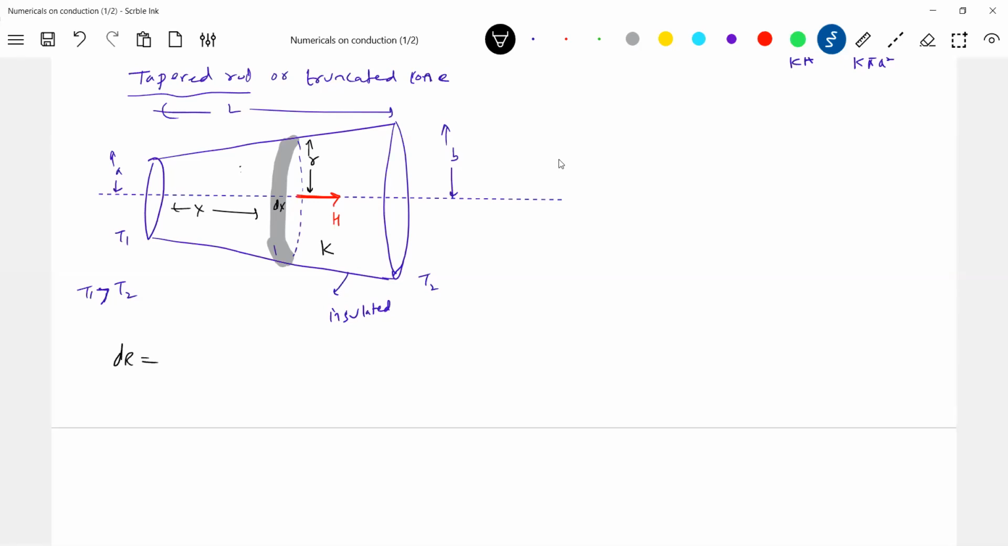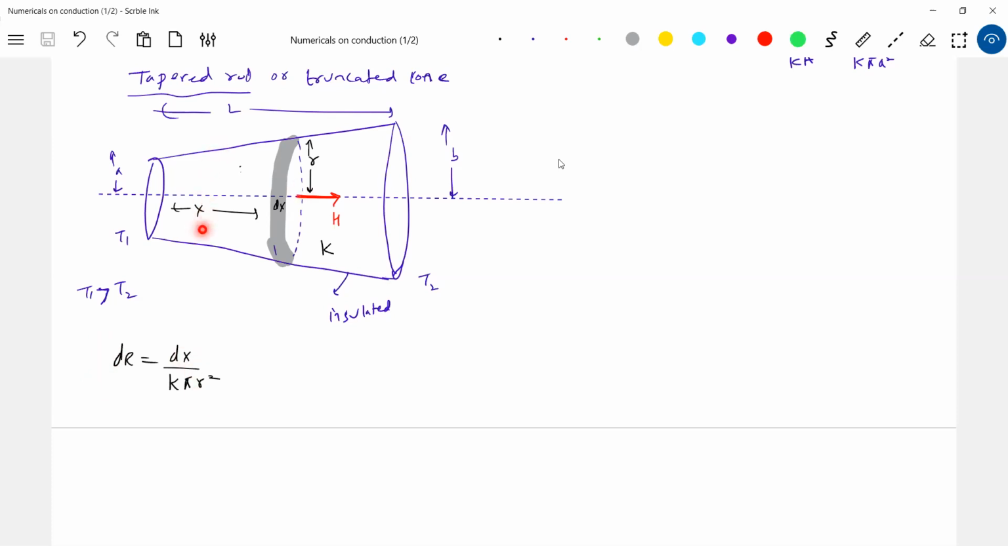dR is equal to the thickness dx over K times the area of cross section, pi r square. Can I integrate? Dx is the thickness here, and small r is the radius. Thermal resistance is dl by K into area of cross section, so dx by K pi r square. What is the problem here? Two variables are there, x and r, both variable.